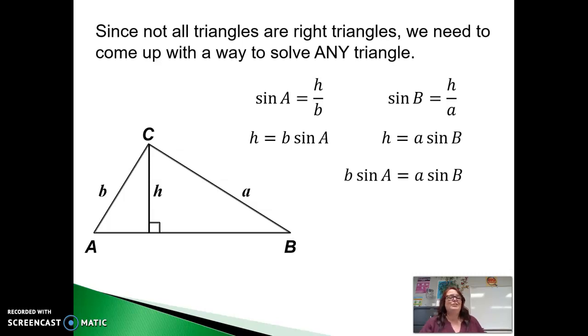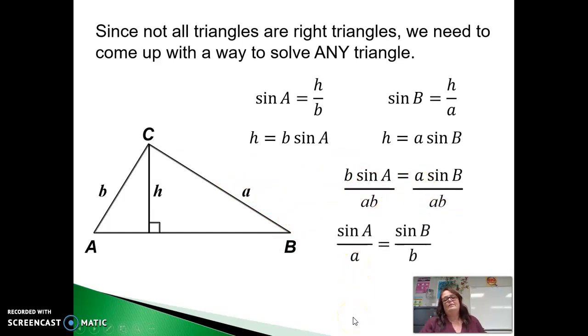And so it doesn't look very pretty because I've got a's and b's mixed. So I'm going to divide through by a times b. That way these b's will cancel and these a's will cancel and I will get something pretty. That is the sine of A over little a is equal to the sine of B over little b. So remember, capitals represent angle measures and lowercase represent lengths of sides.